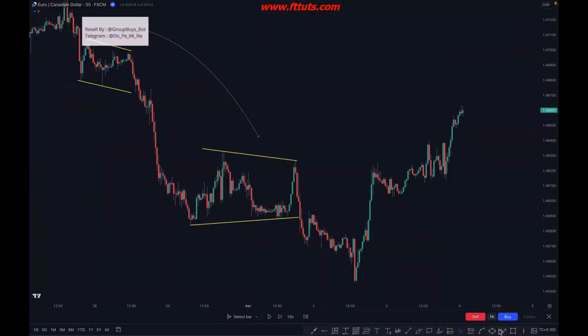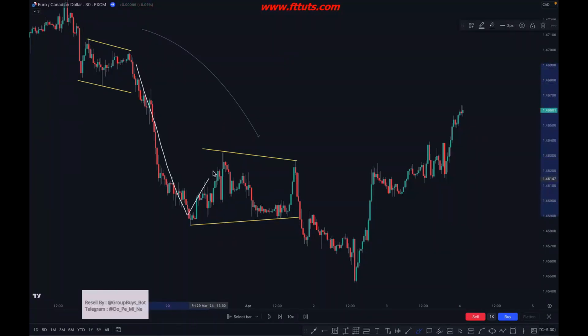So in this case, what is happening here? Market momentum is bearish and everything looks bearish here. Okay, and this is our larger flag here.